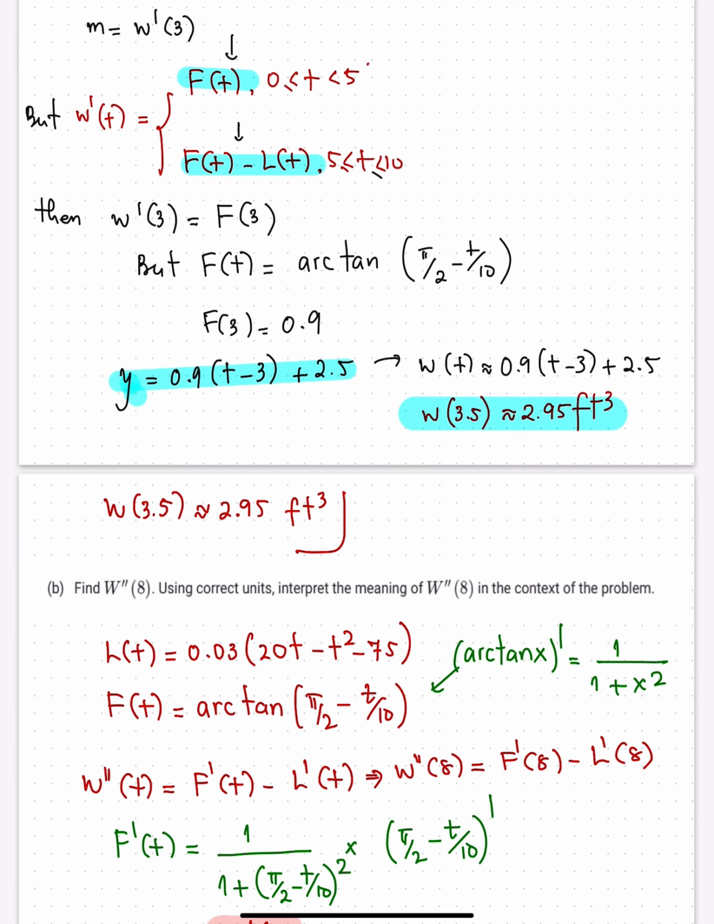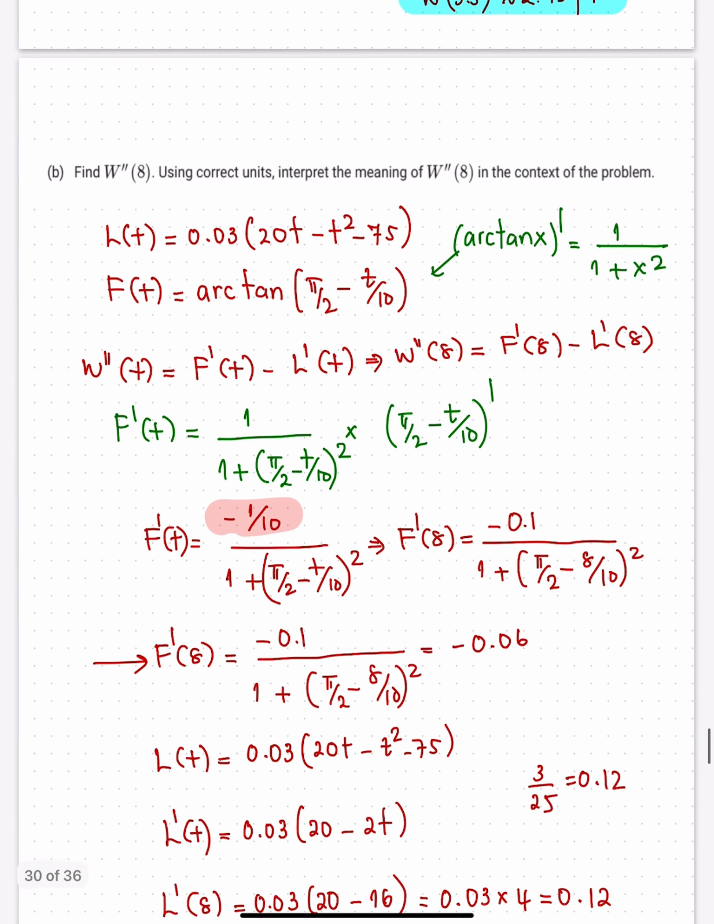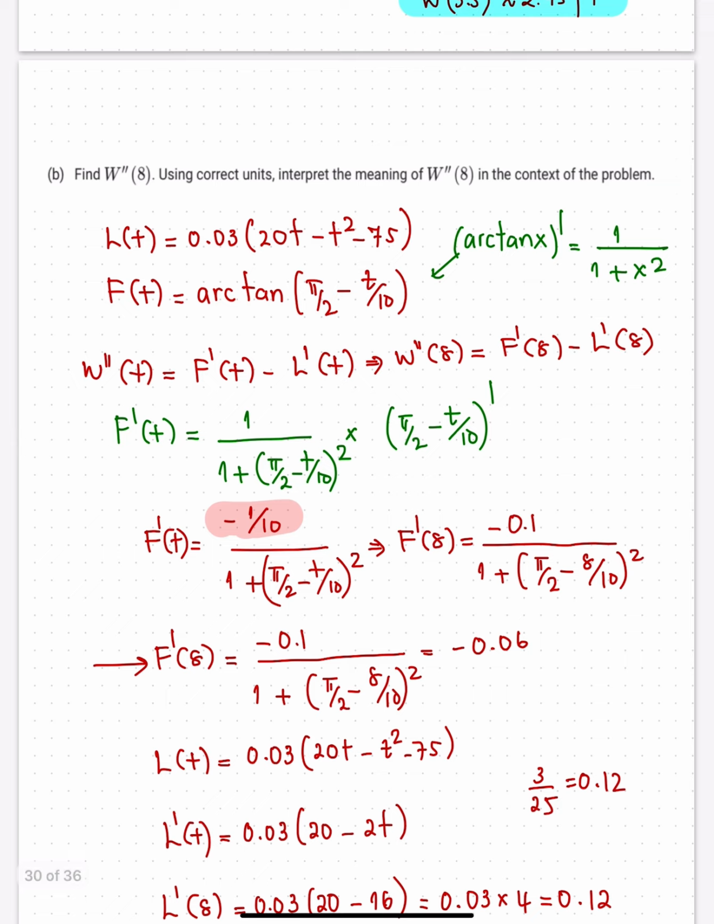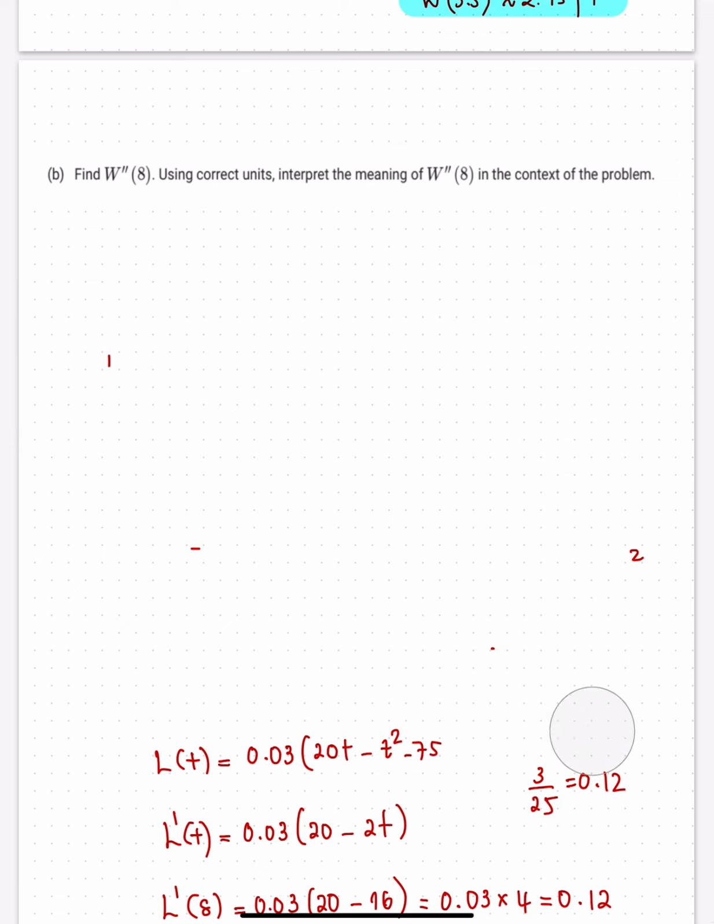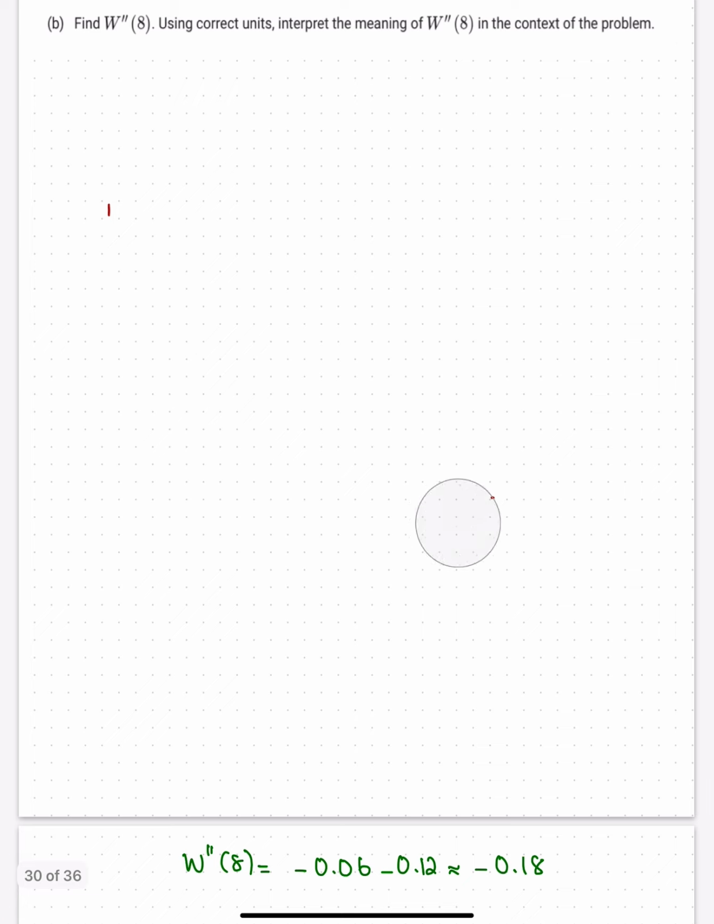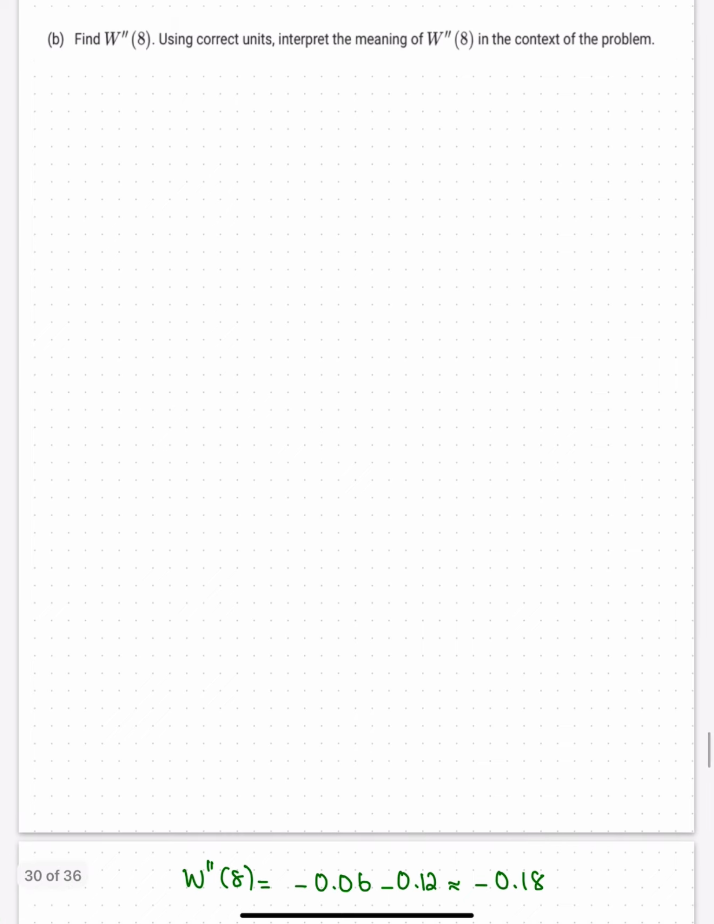That's it. For the second question, they want us to find W double prime of 8, right? So at first we have to read that carefully. Why? Because if you read that, you can understand the concept of the lesson as well. In order to find W double prime, you have to find W prime of 8, and then you have to find W of 8.